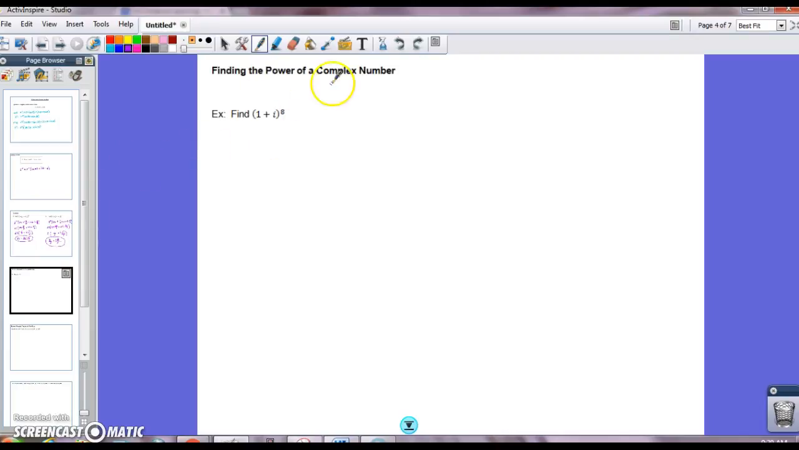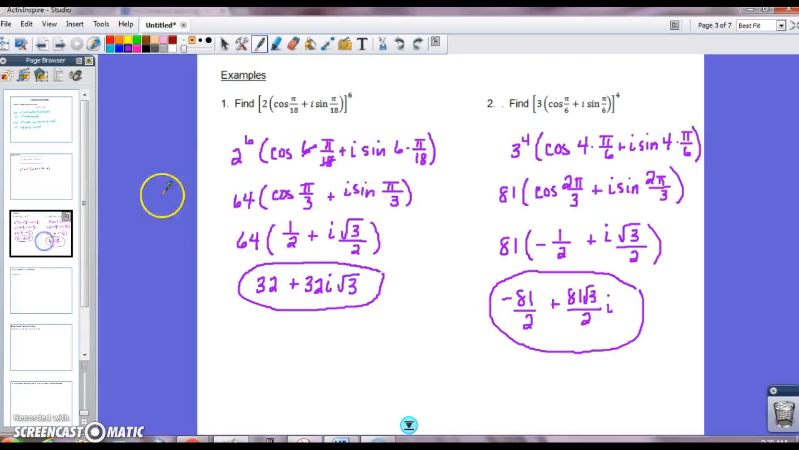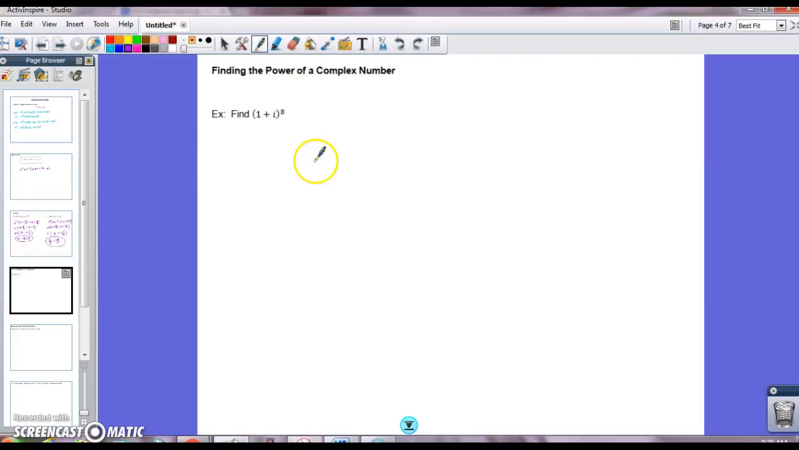Let's talk about finding the power of a complex number when you've got something in rectangular form to start. These were in polar form to start, but now we're in rectangular form. We can only use de Moivre's theorem when we're in polar form, so we have to first convert this into polar form. Remember, to do that I need r and theta. From what we did yesterday, we know that r squared is equal to a squared plus b squared, so r is going to be the square root of a squared plus b squared.